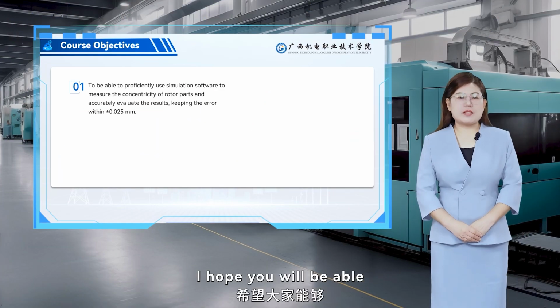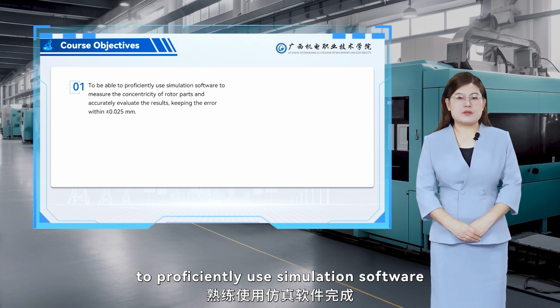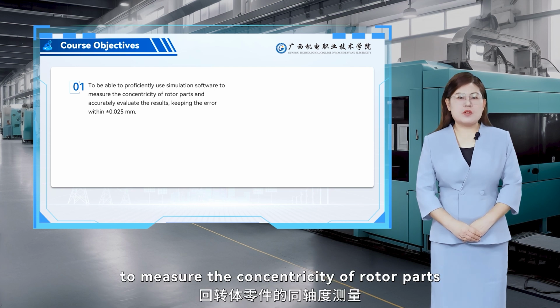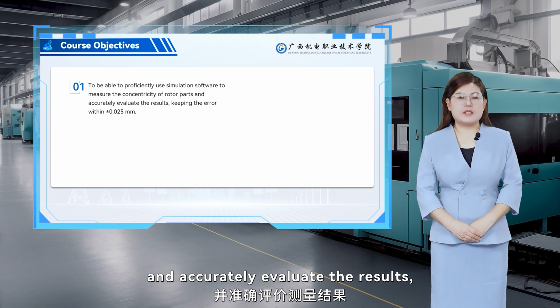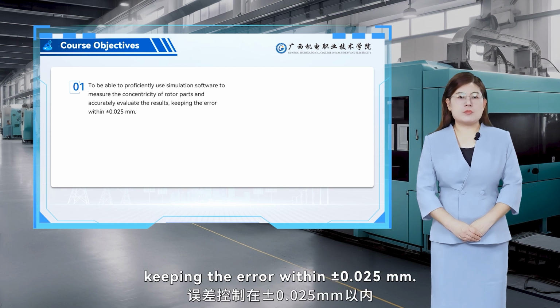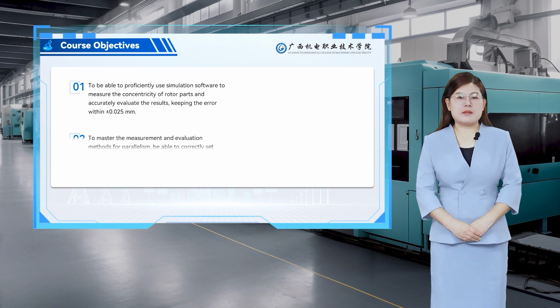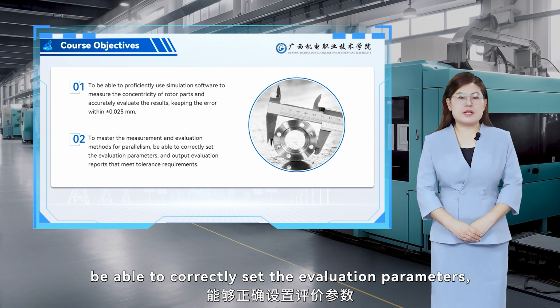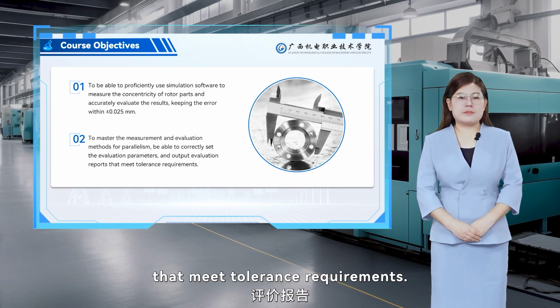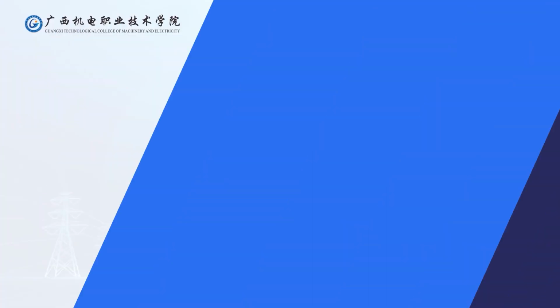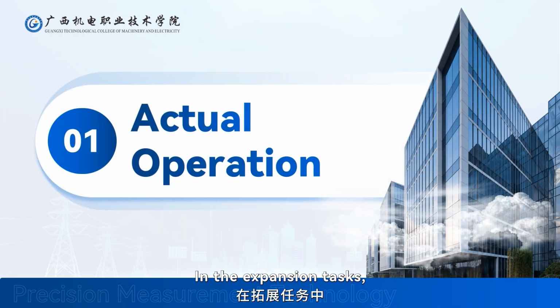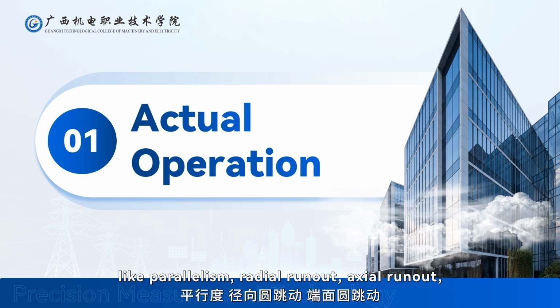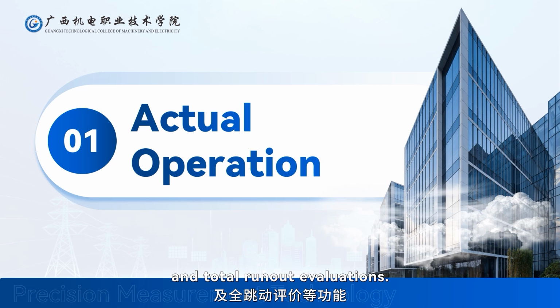By the end of this lesson, I hope you will be able to proficiently use simulation software to measure the concentricity of rotor parts and accurately evaluate the results, keeping the error within plus or minus 0.025 millimeters. You should also master the measurement and evaluation methods for parallelism, be able to correctly set the evaluation parameters, and output evaluation reports that meet tolerance requirements. In the expansion tasks, we will gradually use functions like parallelism, radial runout, axial runout, and total runout evaluations.